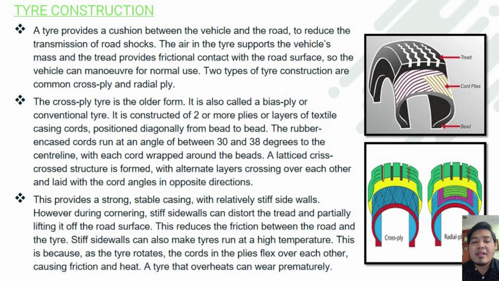However, during cornering, the stiff sidewall can distort the tread and partially lift it off the road surface. This reduces the friction between the road and the tire. Stiff sidewall can also make the tire run at high temperature. This is because as the tire rotates, the cords in the plies rub over each other, causing friction and heat. A tire that overheats can wear prematurely.